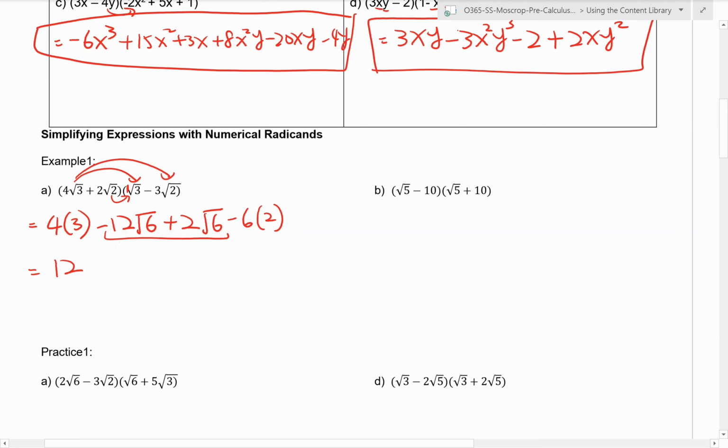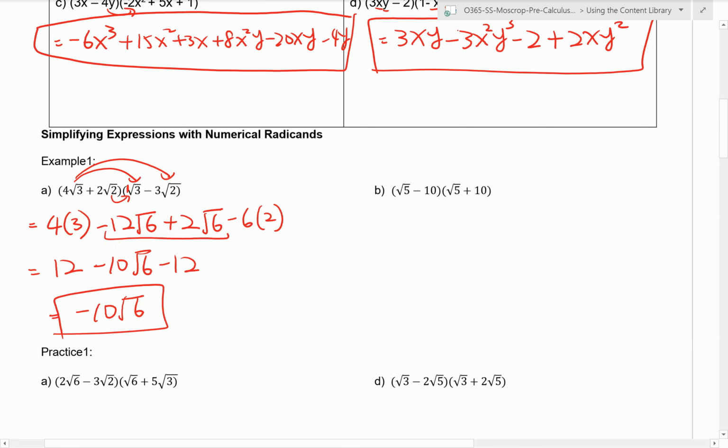These two terms are like terms. Negative 12 root 6 plus 2 root 6 is negative 10 root 6. We have 6 times 2, which is 12, minus 12. So 12 minus 12 is 0. So your final answer is negative 10 root 6.